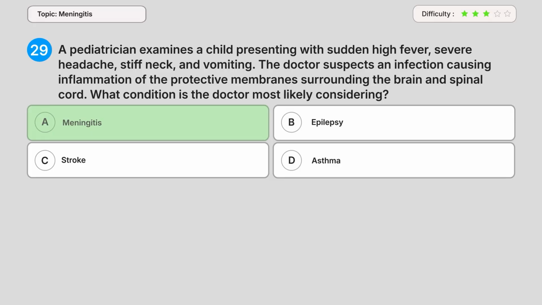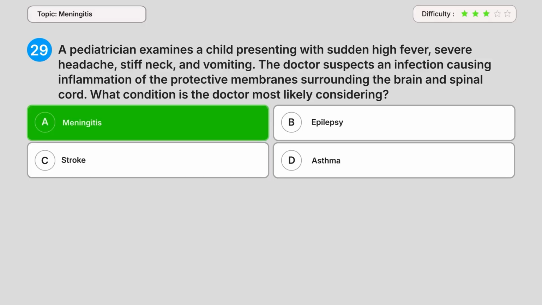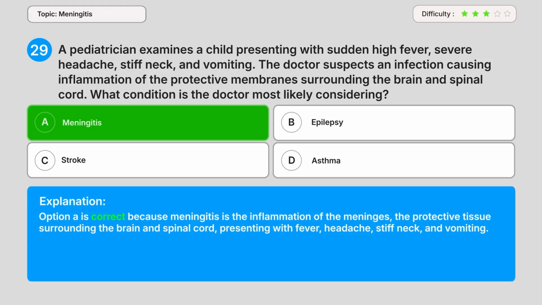Correct answer, A, meningitis. Explanation: option A is correct because meningitis is the inflammation of the meninges, the protective tissue surrounding the brain and spinal cord, presenting with fever, headache, stiff neck, and vomiting.